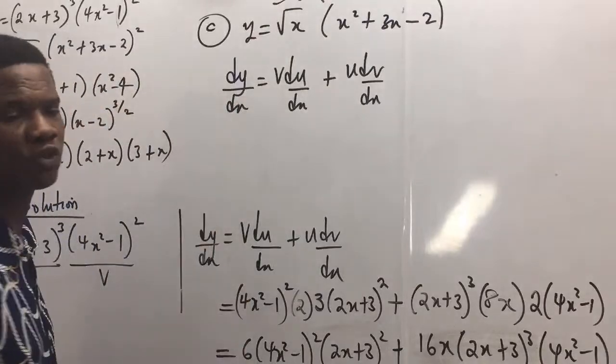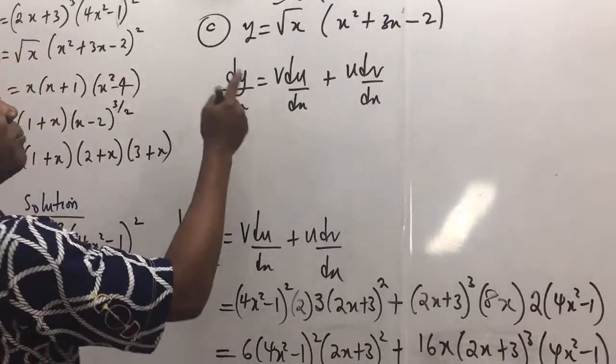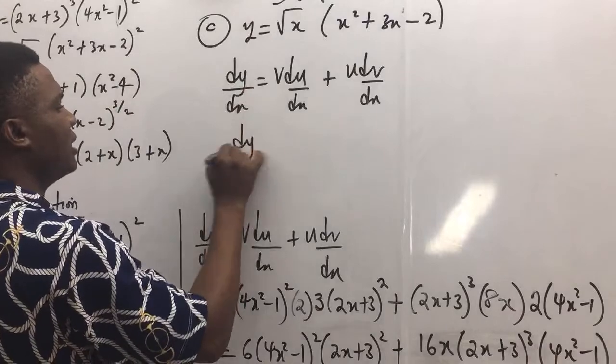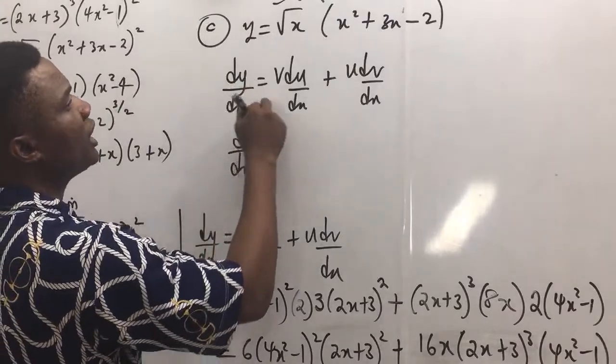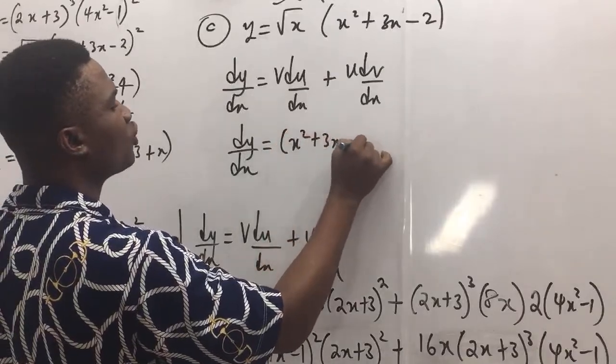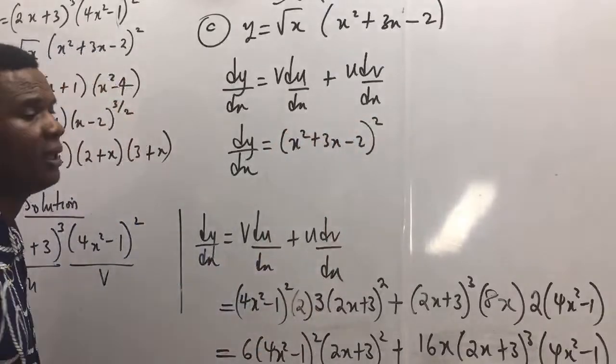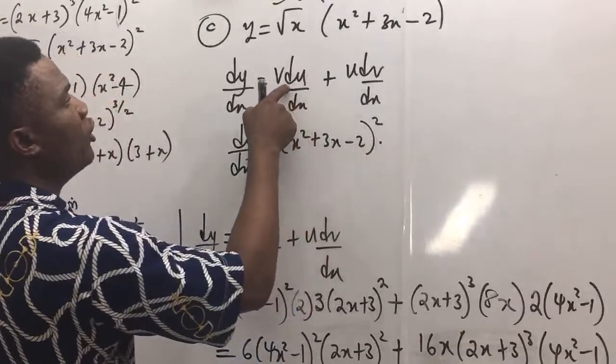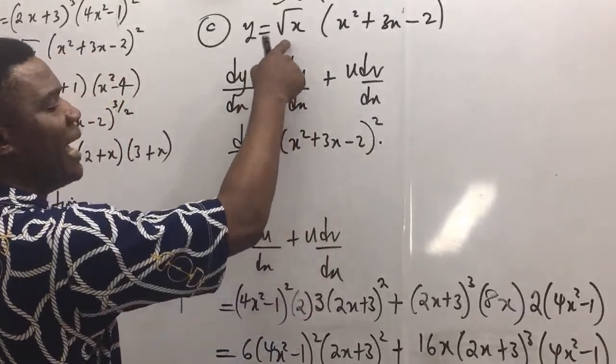Now, according to the product rule of differentiation, I would have to keep my v constant. So I'm going to write this. The dy/dx is you keeping your v constant. What is your v? (x squared plus 3x minus 2) all squared. And I'm going to differentiate my u. What is my u? The square root of x.